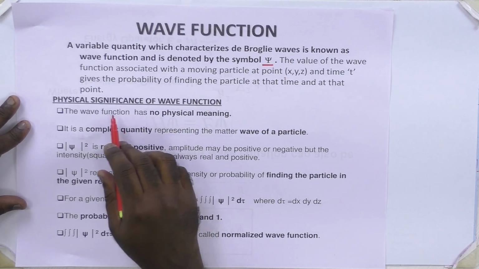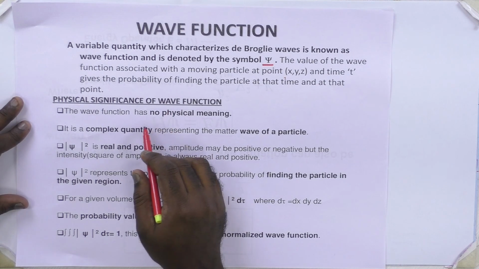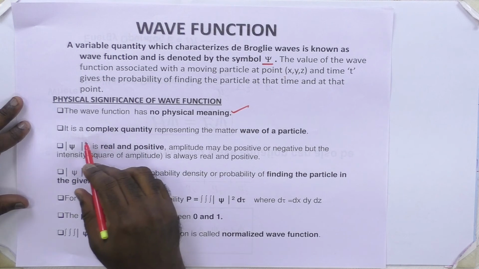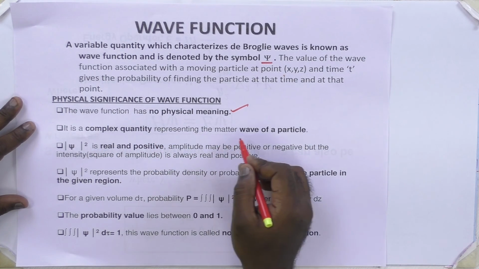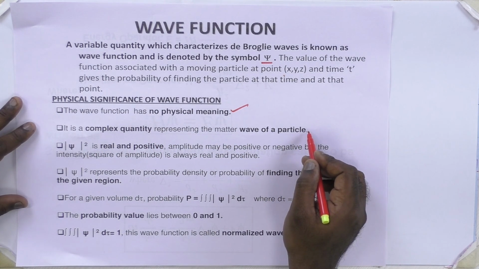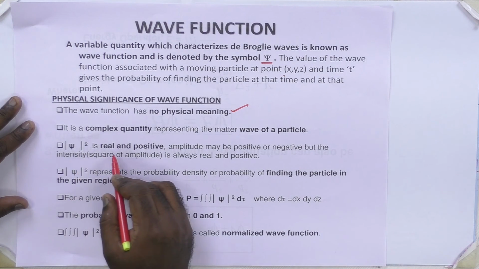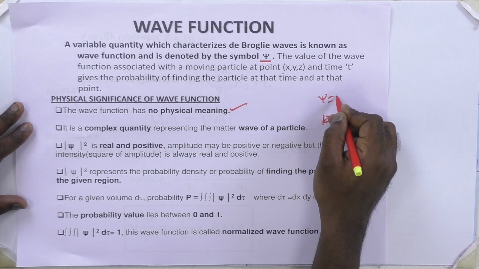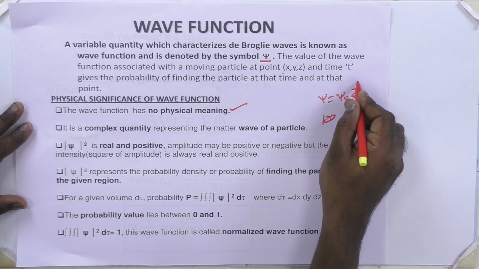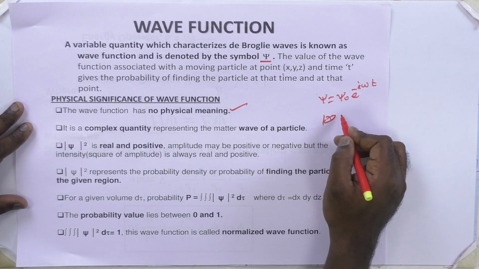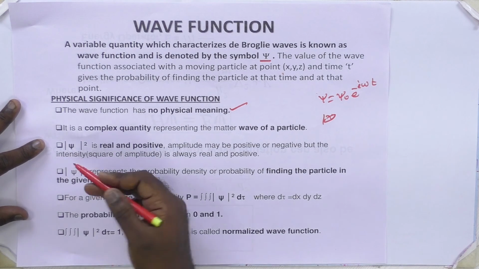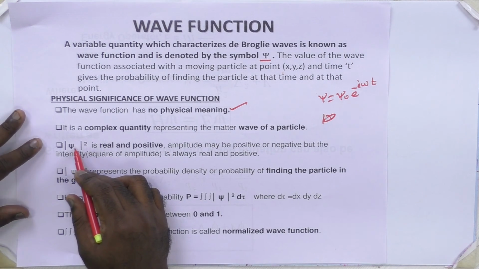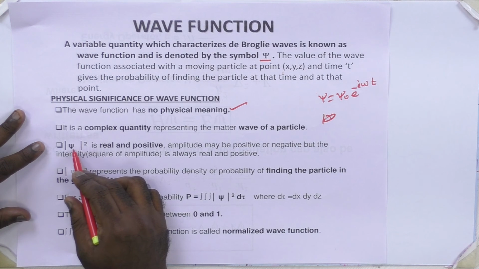So what is the physical significance of the wave function? The wave function actually has no physical meaning. It is a complex quantity representing the matter wave of the particle. You can see that psi is imaginary: psi naught into e to the power minus i omega t. However, if you multiply psi with its complex conjugate, we will get psi square, right?